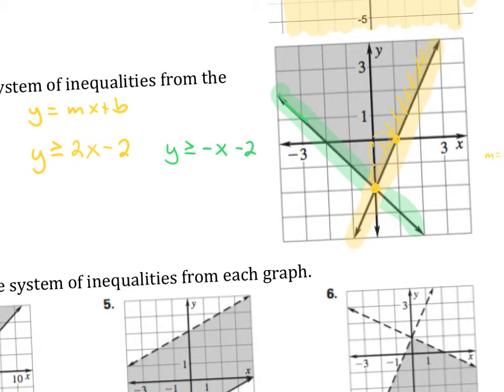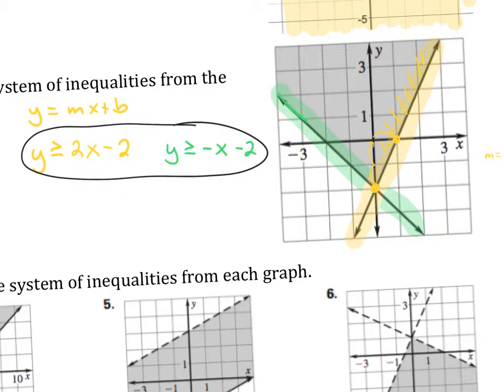So just to review that here, the green line starts at negative 2, so there's my b. Then it goes up 1 and left 1, or another way to consider that is down 1 and right 1, which gives me a slope of negative 1. Solid line, so we have an equal, and we're shading above that, so we have a greater than. And this is my answer. Notice it's not my solution. I'm calling it my answer because the question was, what is the system? And the system is the two inequalities together.